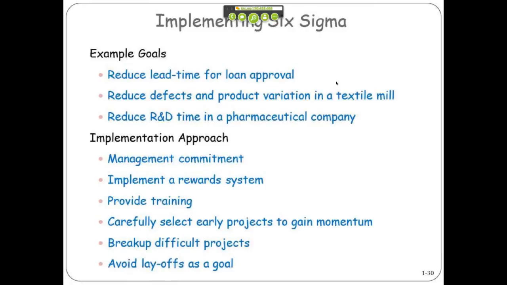Generally speaking, you can't just make an entire company Six Sigma compliant all at once. You identify specific goals that senior management has. You want to reduce the lead time for loan approvals to a certain level. Reduce any defects in your product from a textile mill. For a pharmaceutical company, reduce your R&D time.